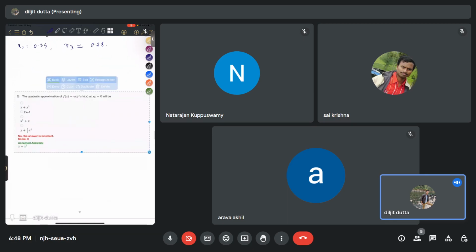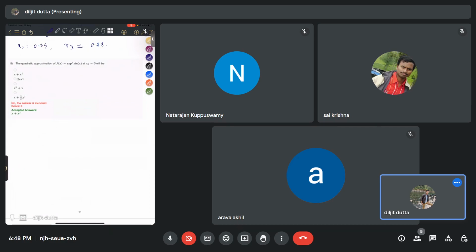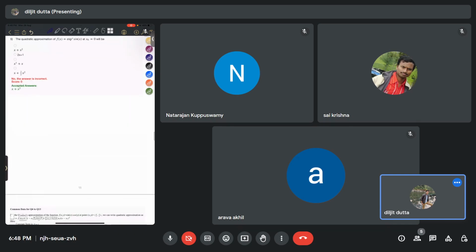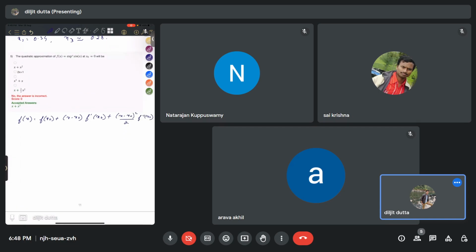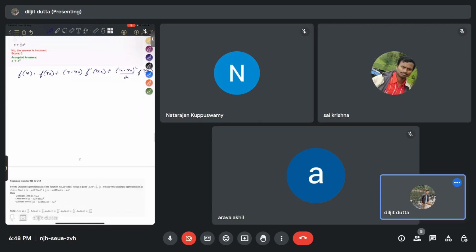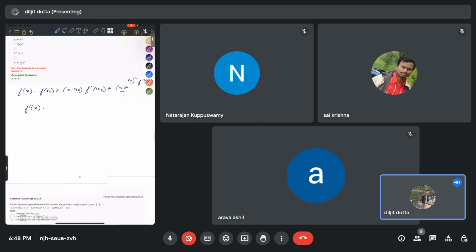Okay, if there are no doubts, we will proceed to the next question. So this is again a question of what is the approximation. We again have to approximate the value at x naught equals 0. So we'll write f of x in terms of f of x naught. So we'll have to calculate f of x and f dash of x. F dash of x is how much?